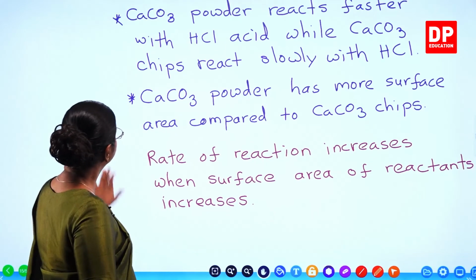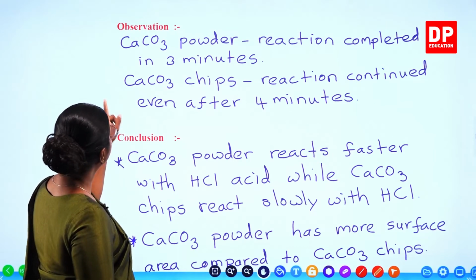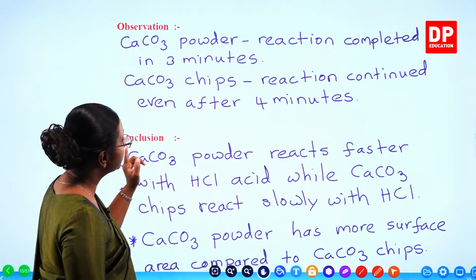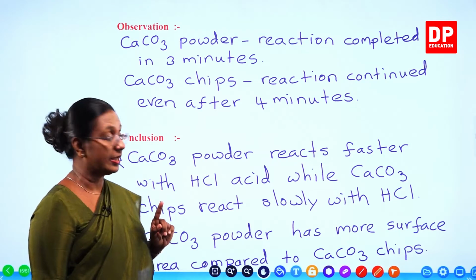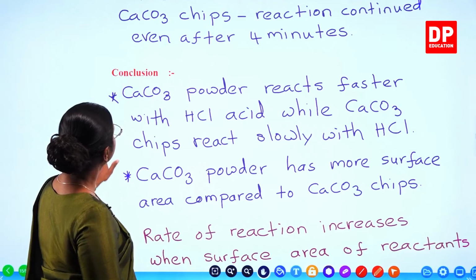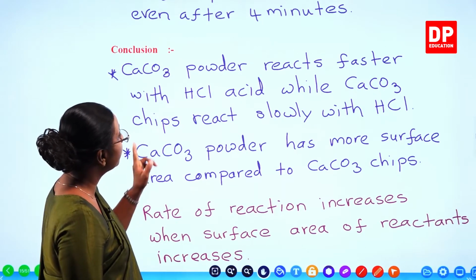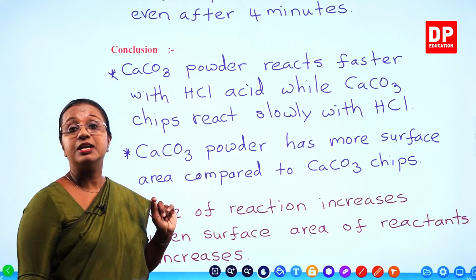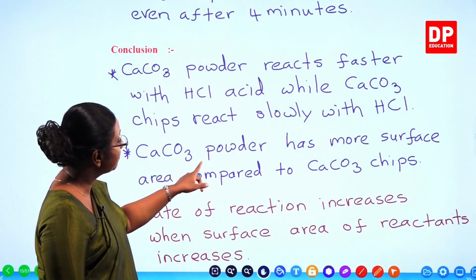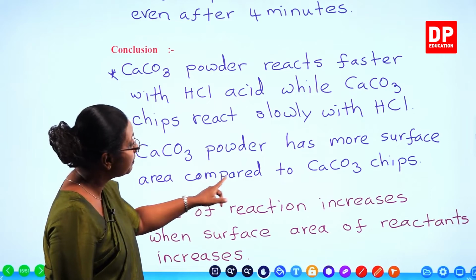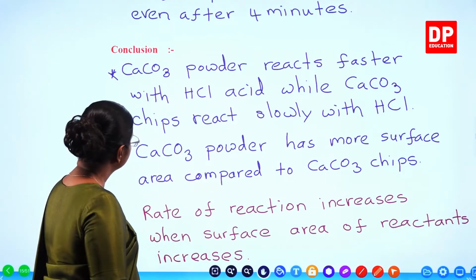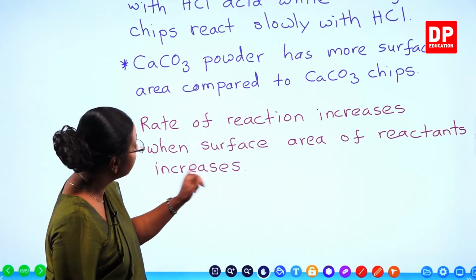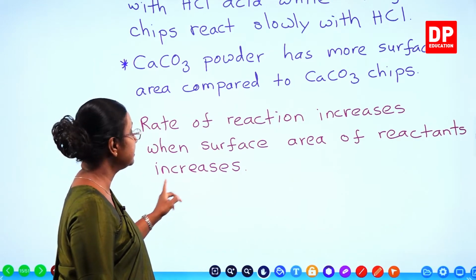So if we look at the observation and conclusion, calcium carbonate powder reaction completed in 3 minutes, whereas calcium carbonate chips reaction continued even after 4 minutes. And from that, we were able to conclude and say calcium carbonate powder reacts faster with hydrochloric acid, while calcium carbonate chips react slowly with hydrochloric acid. And calcium carbonate powder has more surface area compared to calcium carbonate chips. So from that, you can finally conclude and say rate of reaction increases when surface area of reactants increases.